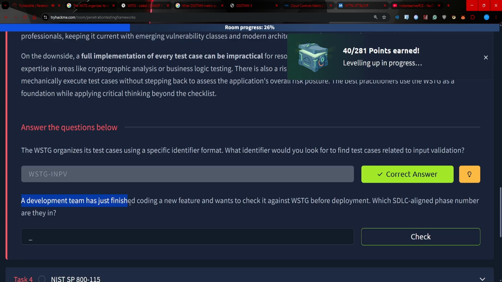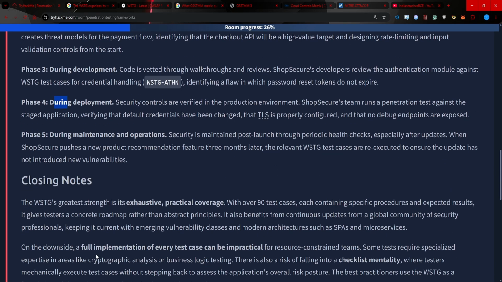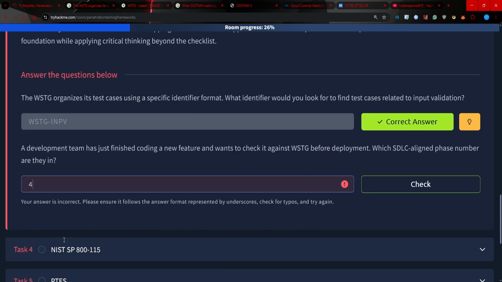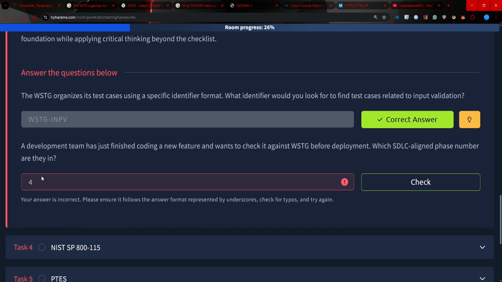Okay, a development team has just finished coding a new feature and wants to check it against WSTG before deployment. Which STLC align phase number are they in? Wait, it's just development, so there are 4. What? During development, brother? I mean, oh, sorry, 3. Deployment. I read deployment, it's 3.